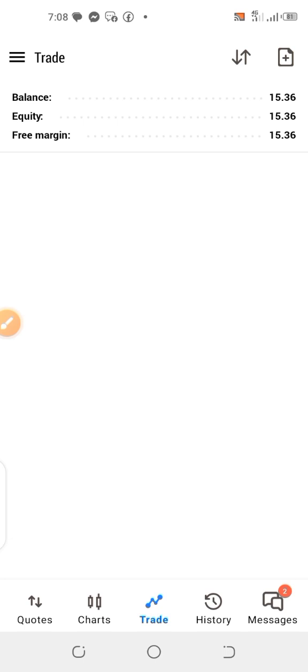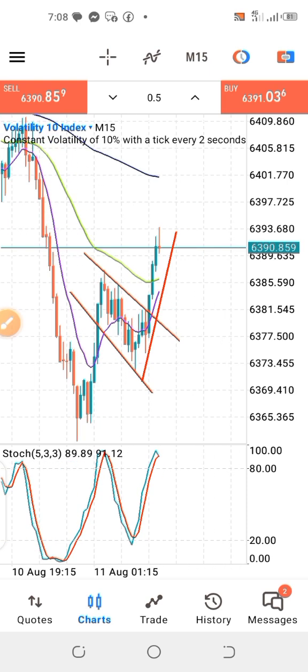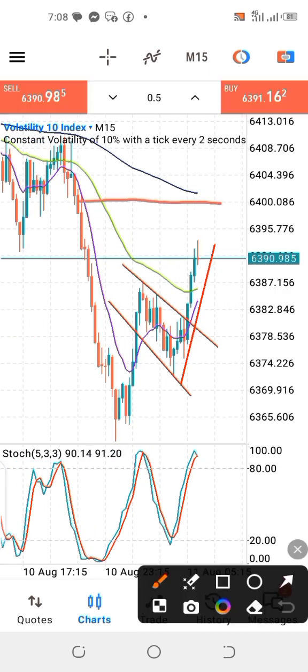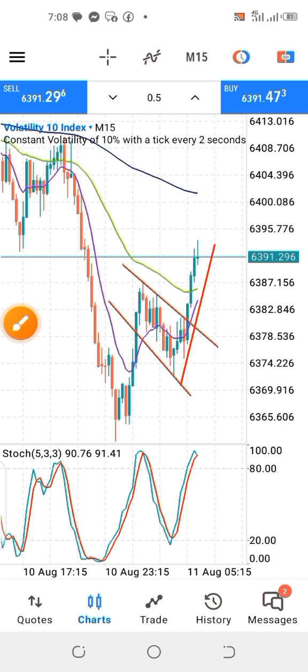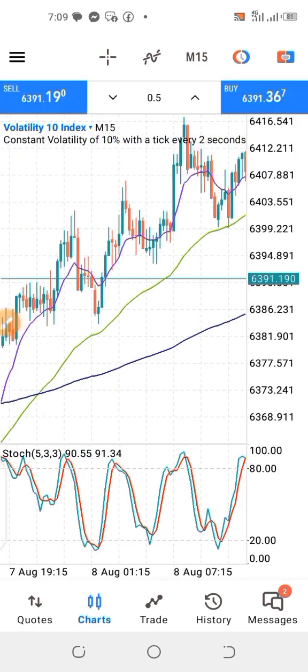So this strategy is as simple as that, guys. You see, as it broke it, it went up a little bit, and it might still go up until it came to this place. Are you seeing it? Yeah. But I have closed my trade already. It's my little profit. Okay, I've closed it.